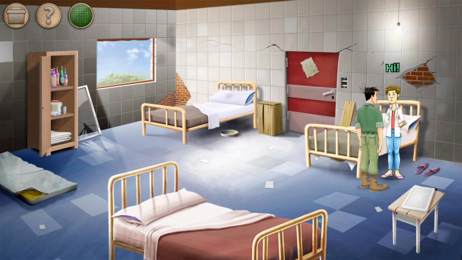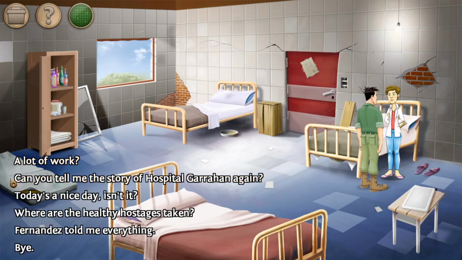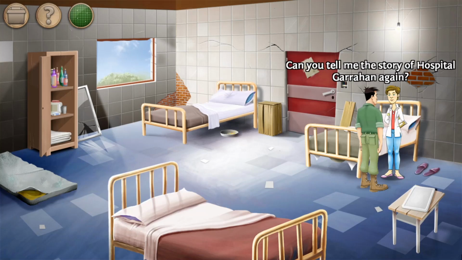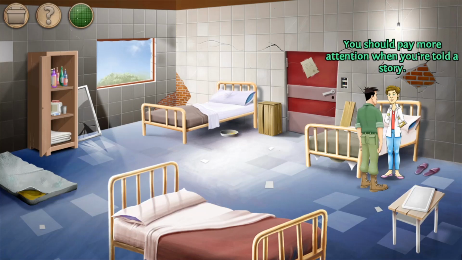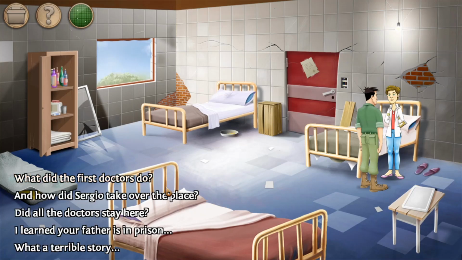Hi. And we need to choose the story of Hospital Garahan again. Can you tell me the story of Hospital Garahan again? You should pay more attention when you're told a story. Anyway, I like telling them over. And now, talk to her about her father.